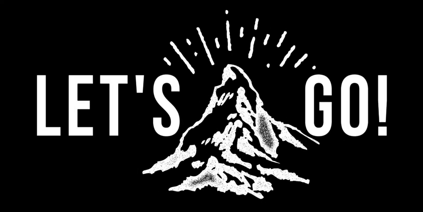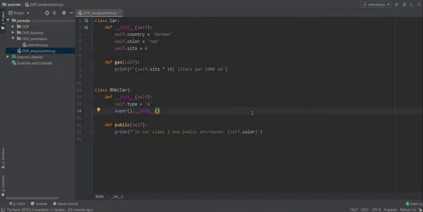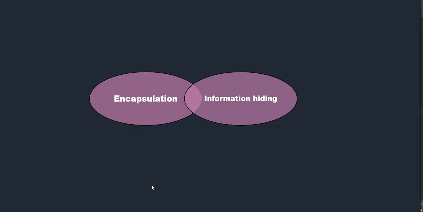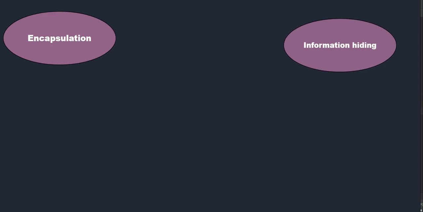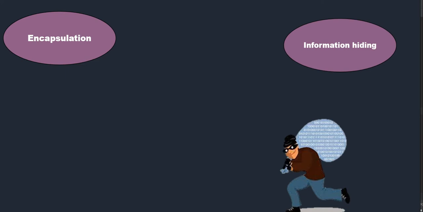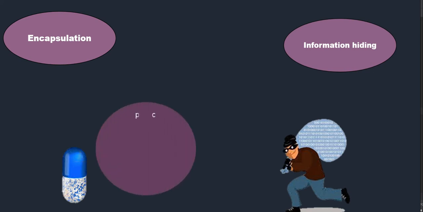Let's go. Well, today I want to talk about encapsulation. Bear in mind, encapsulation is different from information hiding. Information hiding is used for data security, and it means to restrict the use of data. But encapsulation hides the data from different users to reduce the complexity and make the system easier to operate with. Actually, encapsulation has public, protected, and private attributes, but information hiding just has private data.